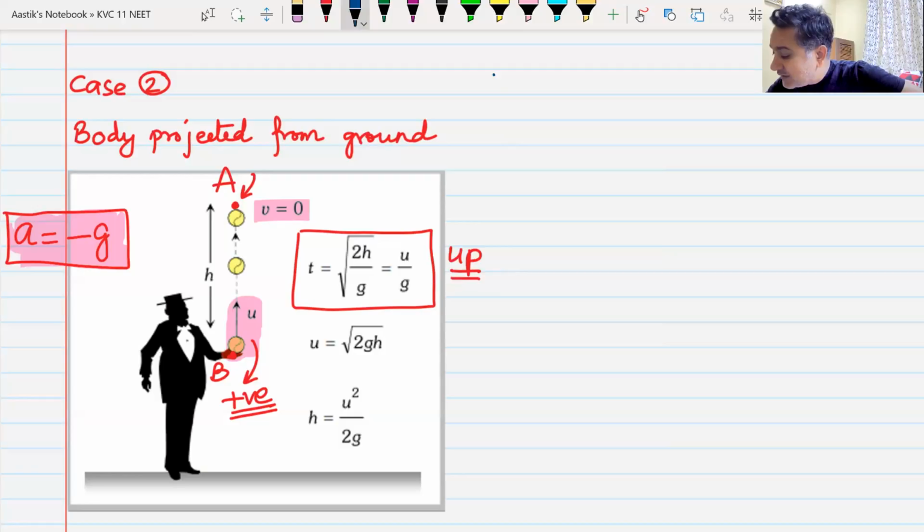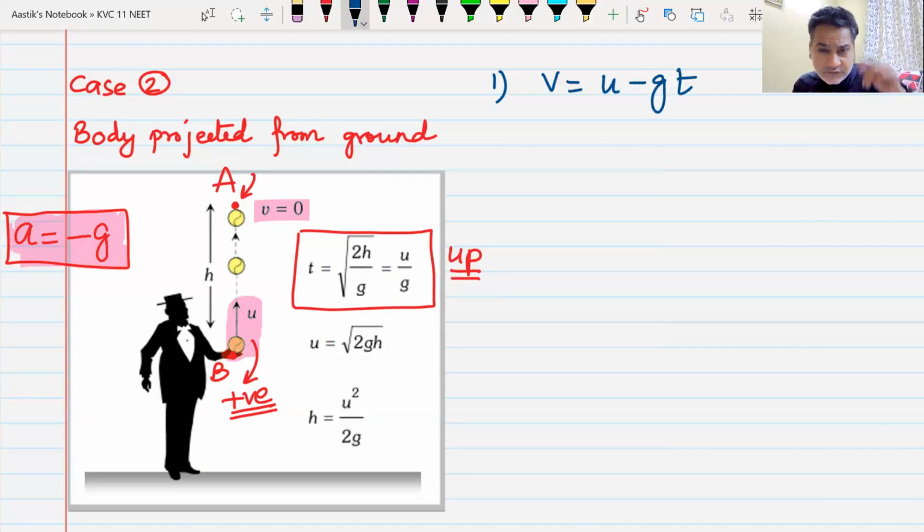How are these formulas attained? V is equal to U plus GT. You will apply, U minus GT, I must write. You apply this formula. V is 0, U is given. You will get the formula of time as U by G. Do we understand this? That is how you will get the formula.